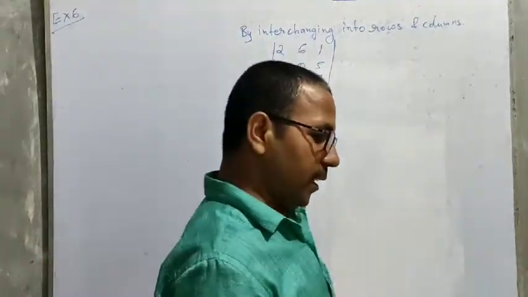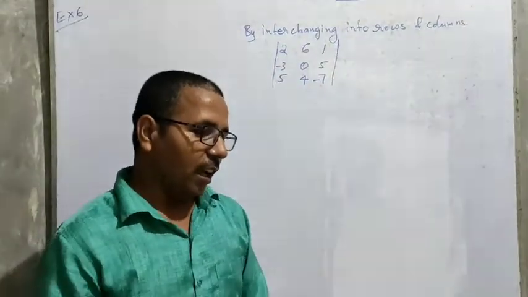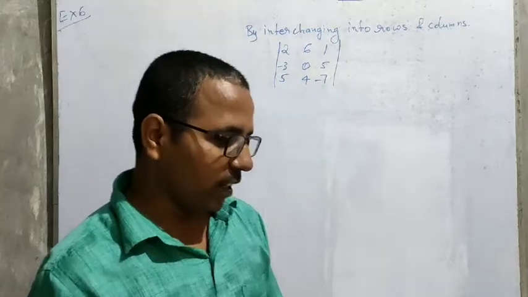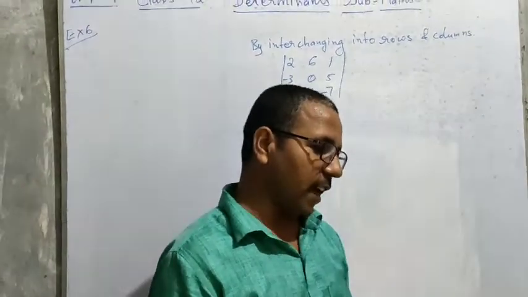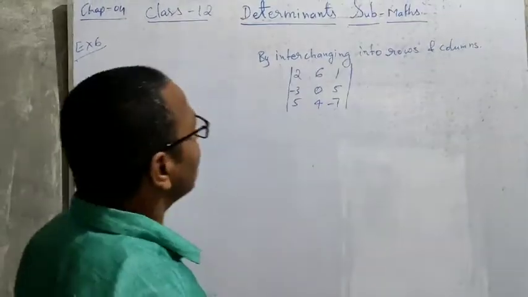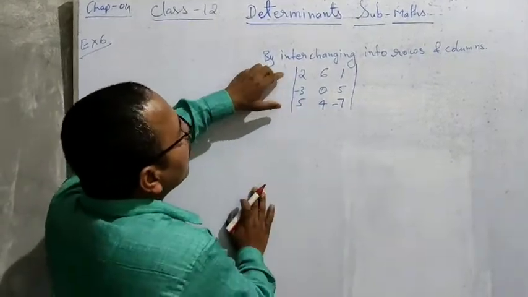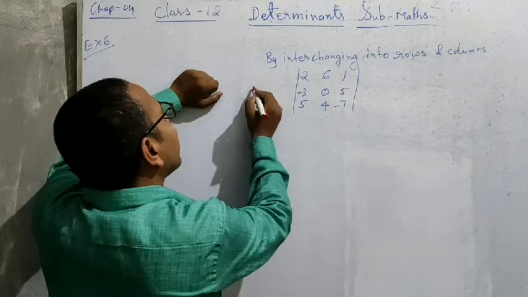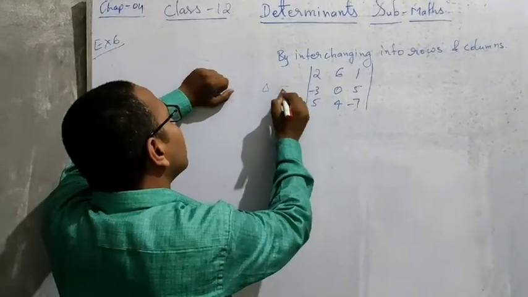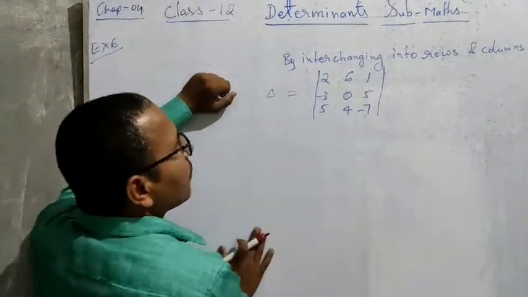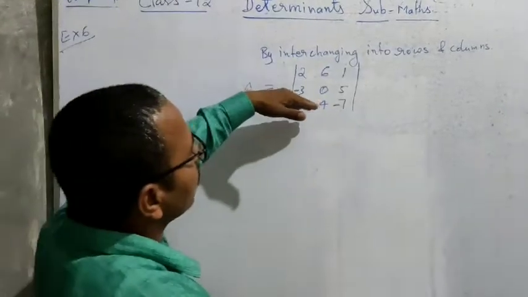So students, let's see property number second. If any two rows or columns of the determinant are interchanged, then the sign of the determinant also changes. So students, its meaning is this. Suppose we have taken this determinant. You may take it as delta is equal to this. If we interchange any row or column, the sign will change.